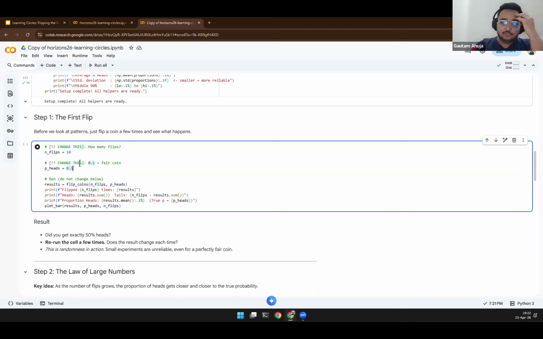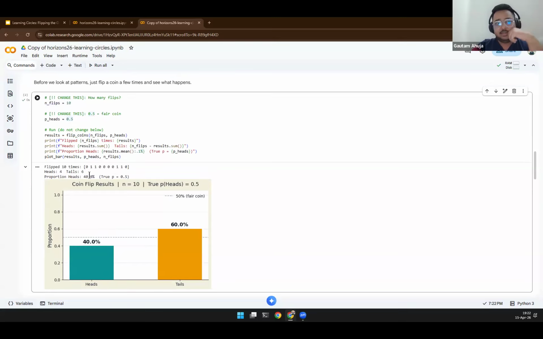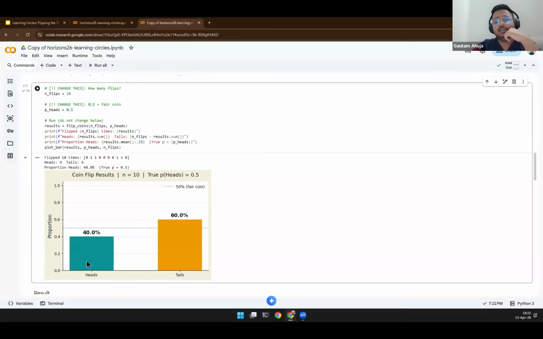Now we'll run this cell, and it will plot a bar chart showing the number of heads and tails that we got, and we'll see if it is actually 50% or not. If we do this run, the first chart says we only got heads 40% of the time, and the rest 60% of the time we got tails. And we did it with a fair coin. Our coin was fair.